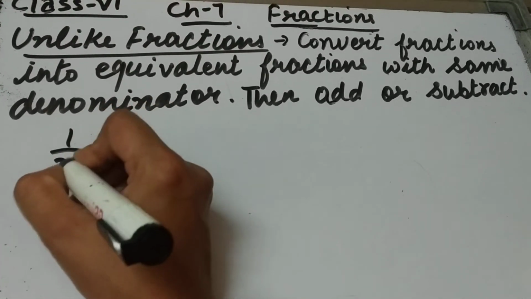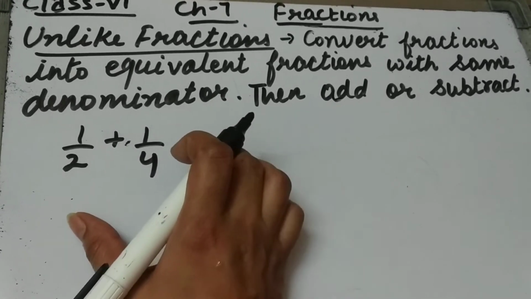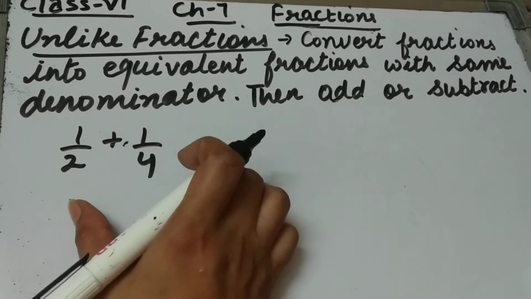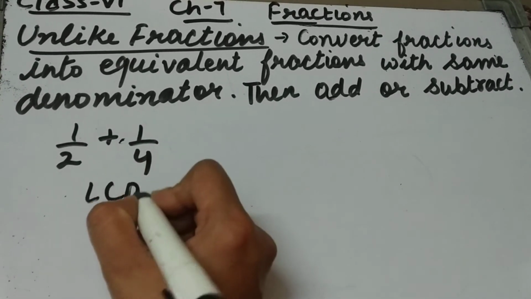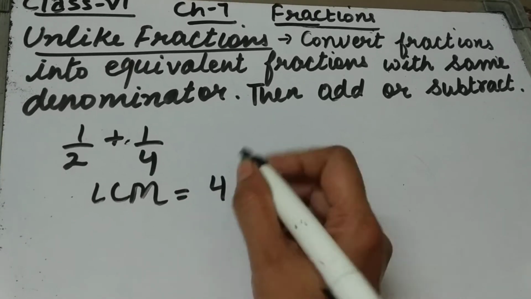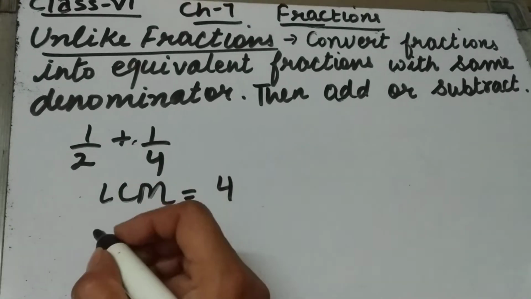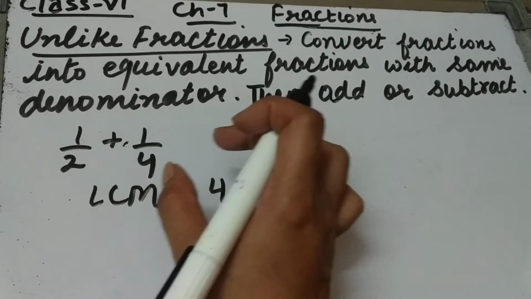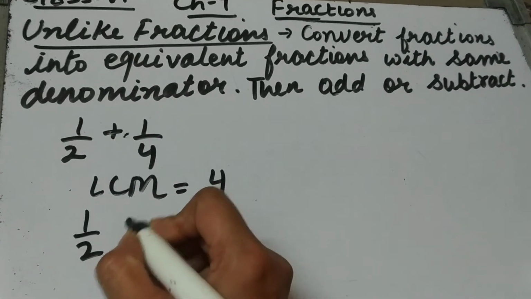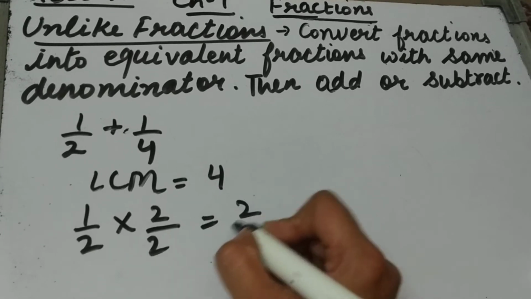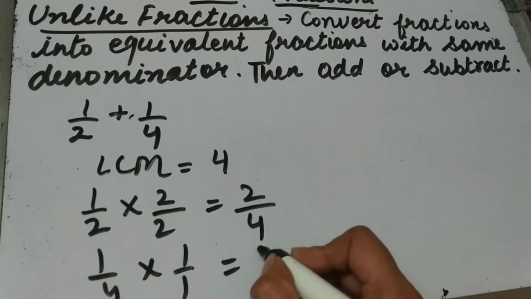Suppose we have to add 1 by 2 and 1 by 4. These are unlike fractions, so first of all we will convert them into like fractions. For that, we take the LCM of 2 and 4. The LCM is 4 because 4 is a multiple of 2. Now we convert the denominator of 1 by 2 to 4, so 1 by 2 becomes 2 by 4. And for 1 by 4, we multiply the numerator and denominator by 1.